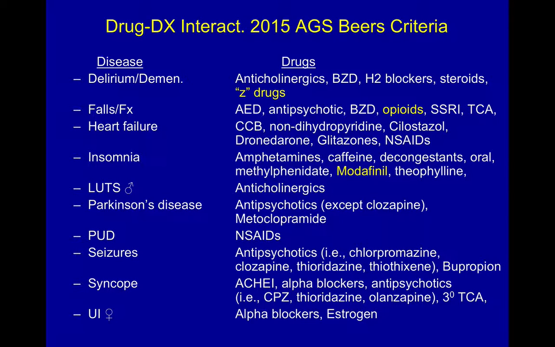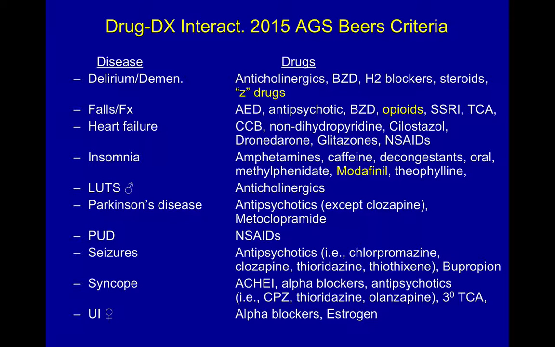Drug-disease interactions we have to be careful with, and some of these we've already mentioned: anticholinergics, benzodiazepines, high dose H2 blockers like famotidine, cimetidine, not as much ranitidine, can cause delirium. We already talked about falls and fractures: antipsychotics, benzodiazepines, opioids, TCAs. But guess what? You still may have to use these drugs, but what you try to do is use the lowest doses possible and prevent combination.